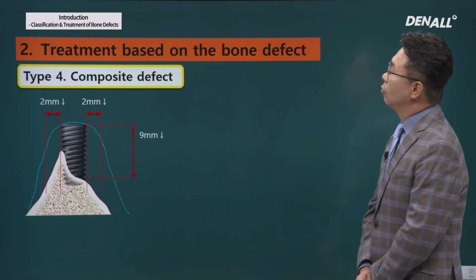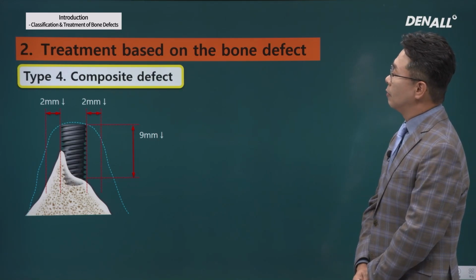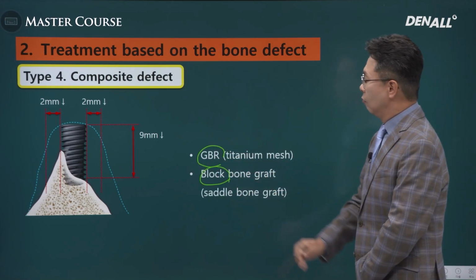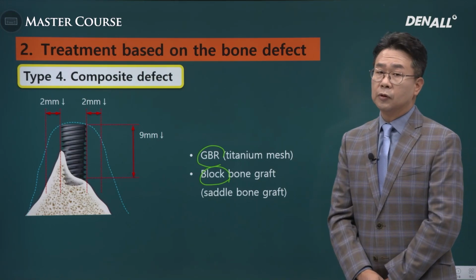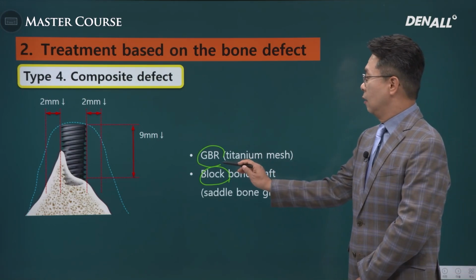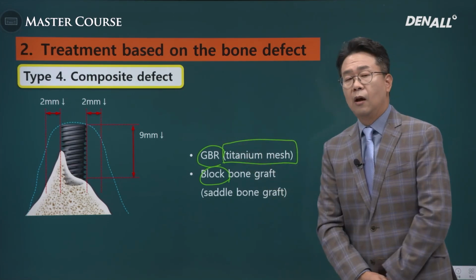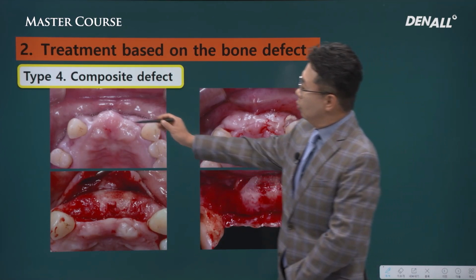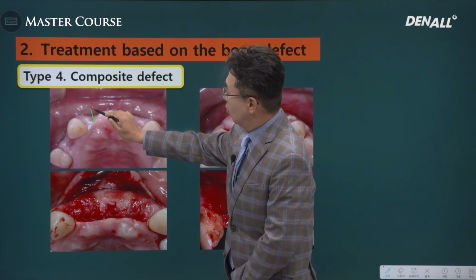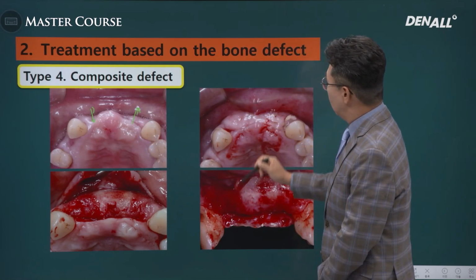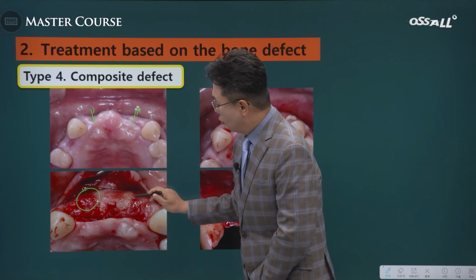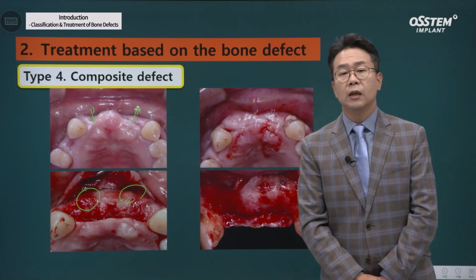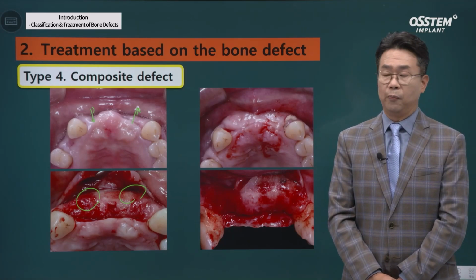This is a composite defect with horizontal and vertical bone defect. It's the same here. You can use GBR or block bone graft. GBR can be divided into resorbable and non-resorbable materials. You can determine the amount of augmentation if you use titanium mesh. As shown here, the bone defect is quite horizontally and vertically significant. Block bone and GBR was done at the same time to gain width sufficient for implant placement.